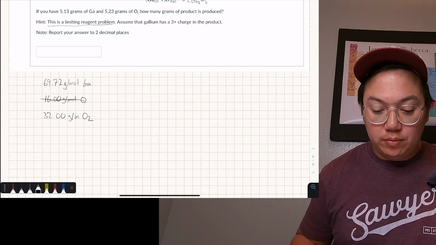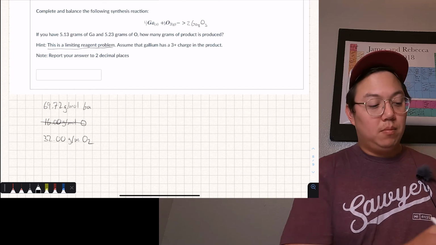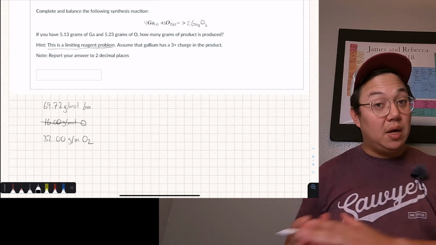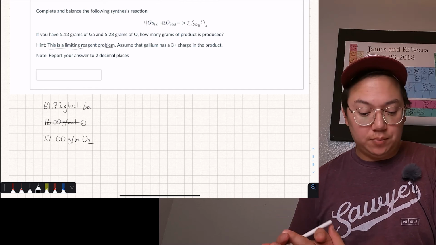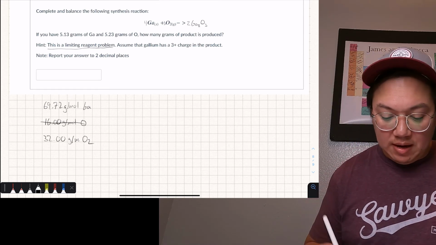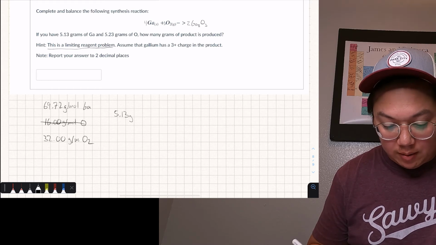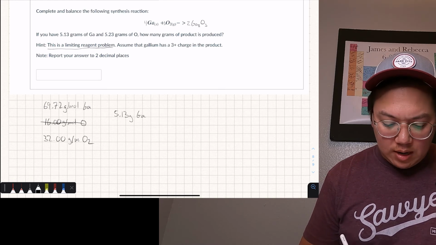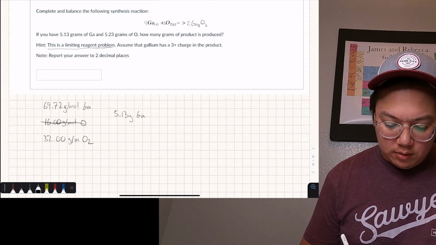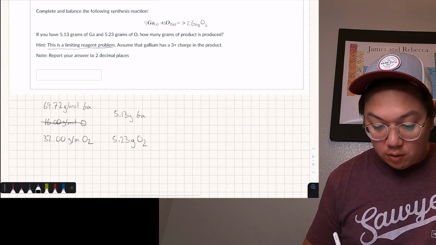And now we need to do just some stoichiometry. Every time we want to convert from one thing in a chemical reaction to another thing in a chemical reaction, we have to use moles as the bridge. So we've been given that we have 5.13 grams of gallium, and we have 5.23 grams of O2.